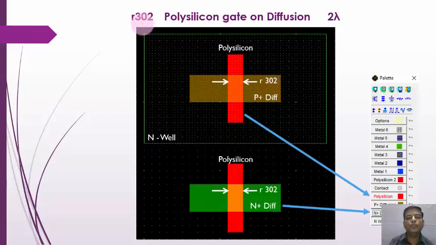Then rule number 302, polysilicon gate on diffusion. It is again 2 lambda area. Okay, R302.